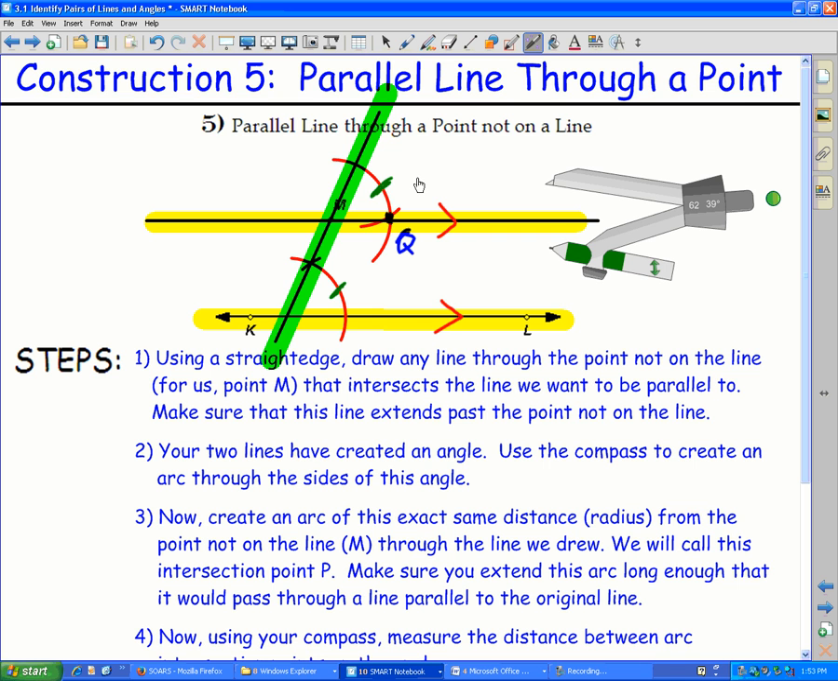So this one is a little bit longer construction. If you practice it a couple times in a row, though, the steps start becoming pretty obvious, or at least more natural. You draw a line from the point through the line, you create an arc, you create another arc up above, you measure the distance between the arc below, you copy that distance up above, and that creates a new point, and you draw a line from your original point through that new point, and that creates a parallel line. The reason it works is because of the corresponding angles converse postulate, and that is construction 5. Parallel line through a point not on a line.